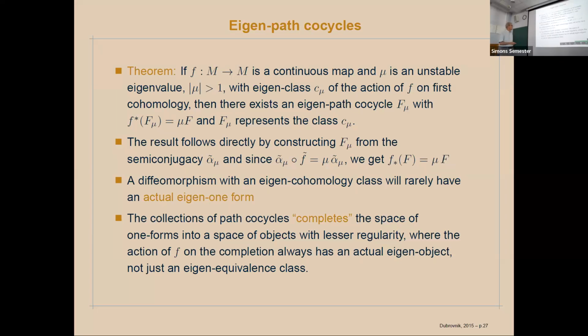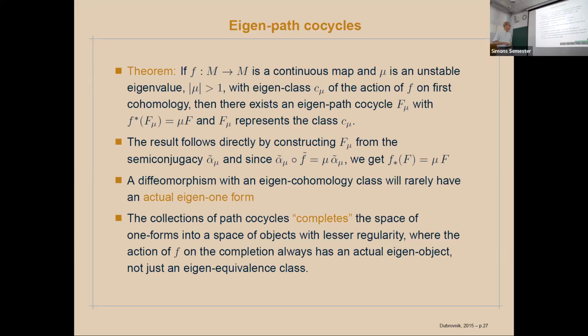Now you might wonder when there's actually a one form. So a one form would mean you have an eigen one form. So the image of the one form is the one form, but expanded. So it's very rare. It's true for pseudo-Anosovs where the kernel of the one form gives the foliation. All right, so it's very rare. And as I said, we've completed the space, right? So you don't have an eigen one form, but there's always an eigen path cocycle.